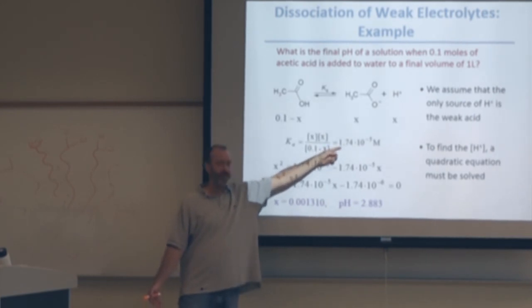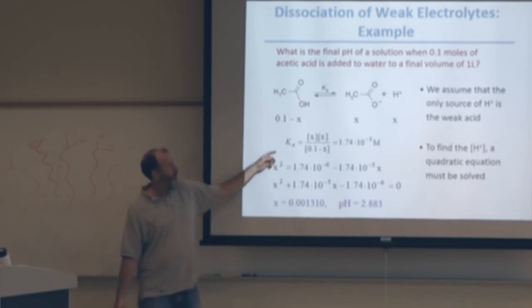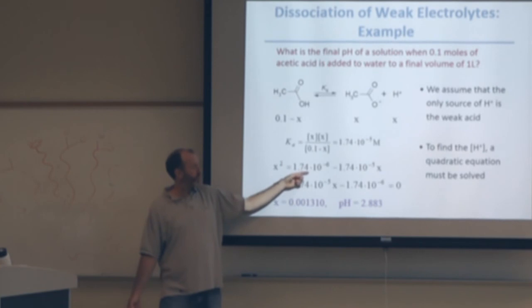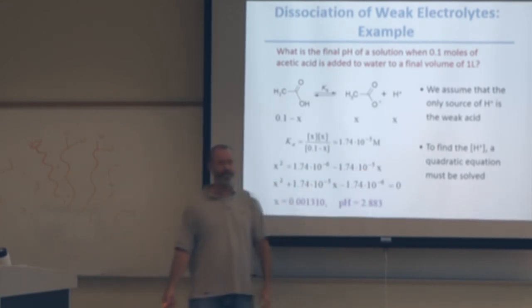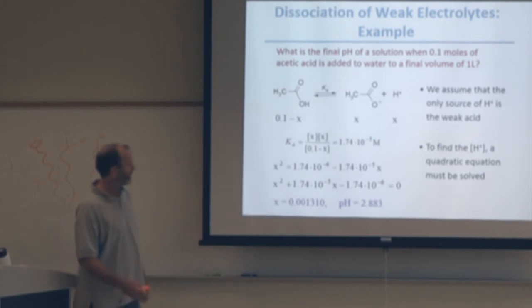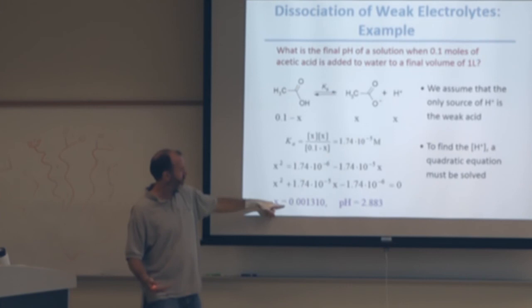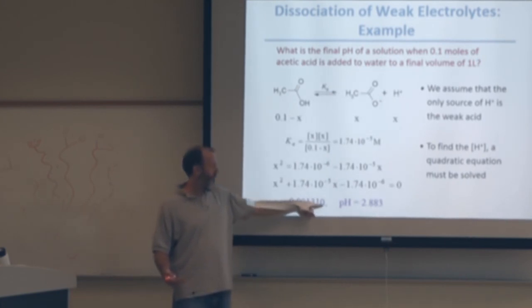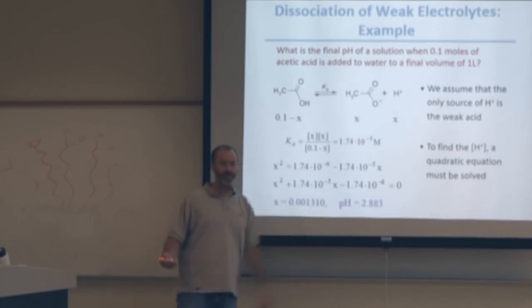That equals, we know the Ka, 1.74 times 10 to the minus 5. We solve for x, we get x squared equals 1.74 times 10 to the minus 6 minus 1.74 times 10 to the minus 5 x. So what's the assumption here? We can solve it with the quadratic equation, and you end up with x equals 0.001310, and if we take the negative log of that, you should get 2.883.